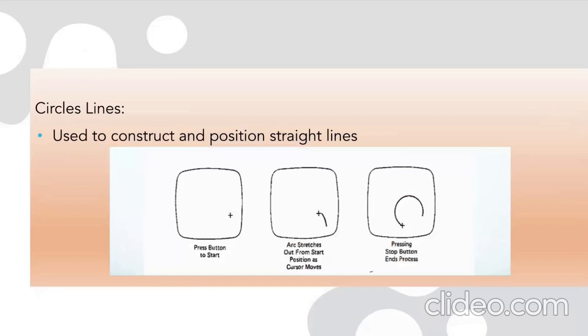Coming to the circle lines. Circle lines are used for creating circles and arcs. To construct a circle, specify the center point and its radius. For arcs, you can define the start and end points along with the center to create circle segments or arcs. The image shows the same.